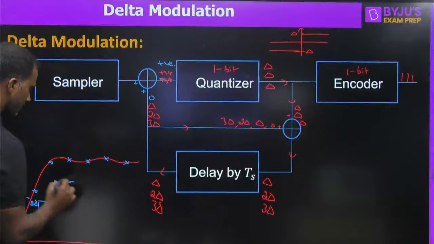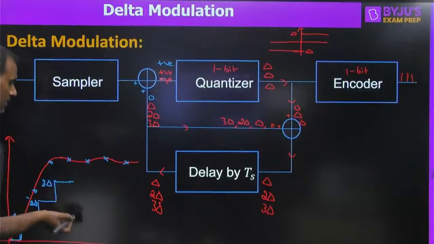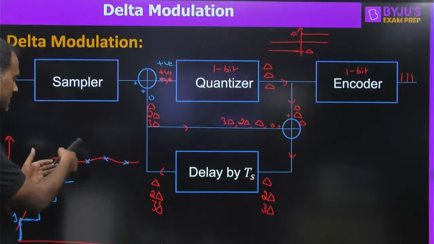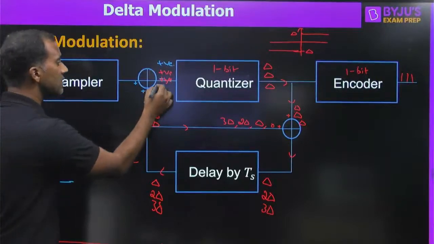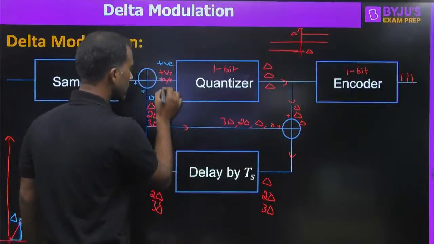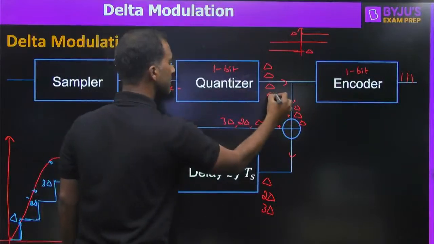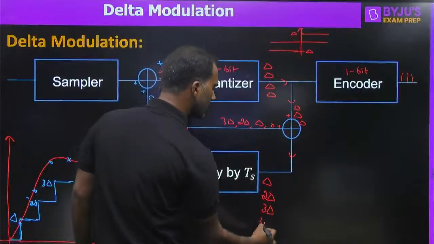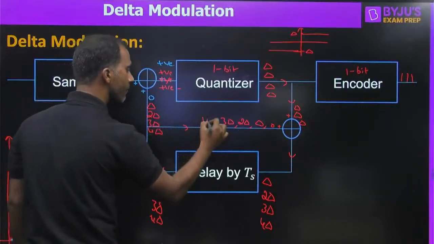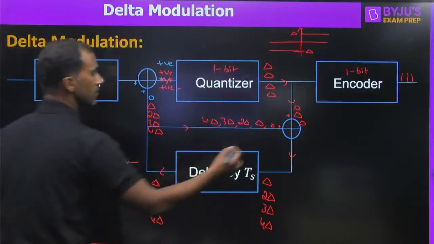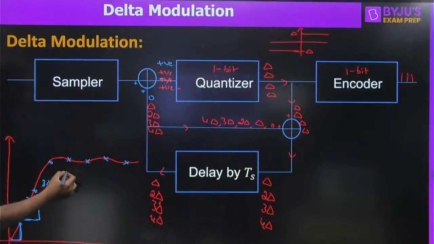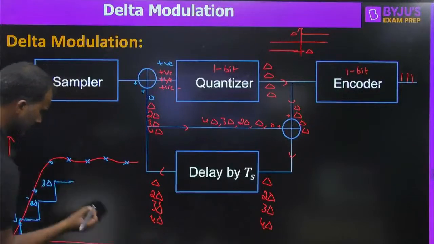Next, this is 3 delta. Next sample, similarly, I think you can analyze, the next difference is also positive. The next sample is greater than the feedback 3 delta. So next also will be positive, and here it will be delta. Delta plus 3 delta is 4 delta. 4 delta comes here, 4 delta goes here and here. So it will be 4 delta here. Let's plot the 4 delta here.